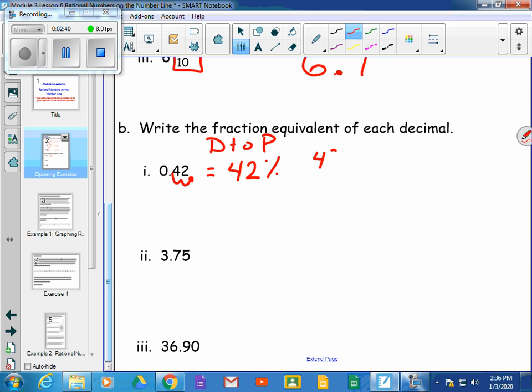Remember, a percent is a part out of 100, so we can write that as 42 over 100. And then we can simplify. I can divide a 2 out of both those numbers. 42 divided by 2 is 21. 100 divided by 2 is 50. And that is in simplest form. We always want our fractions in simplest form.